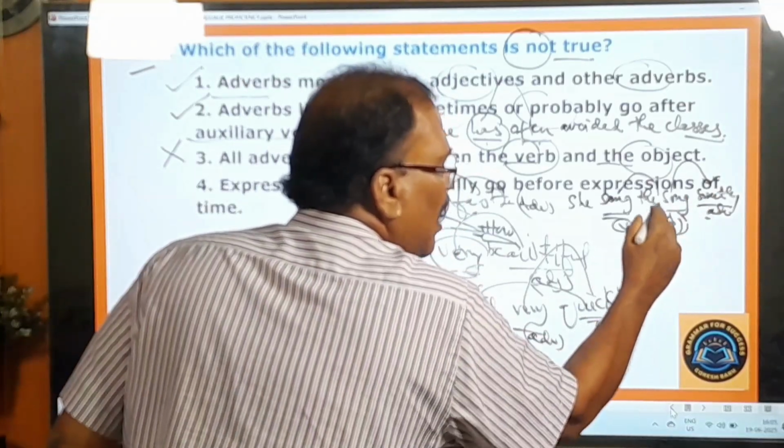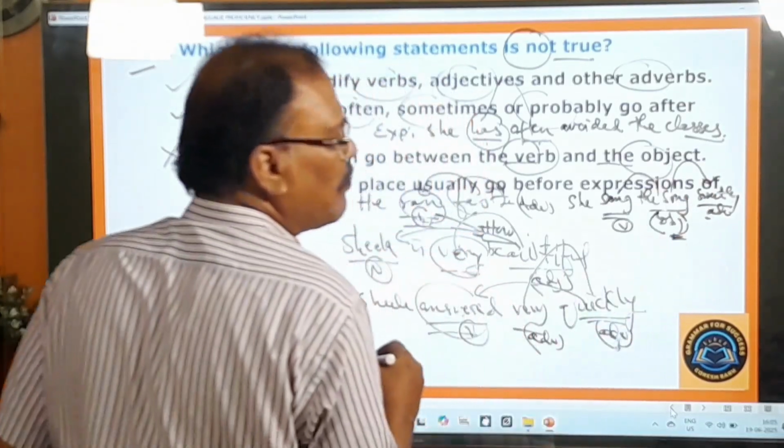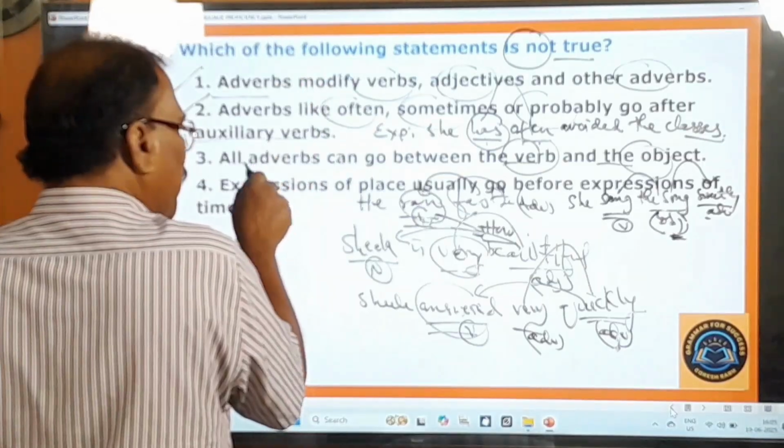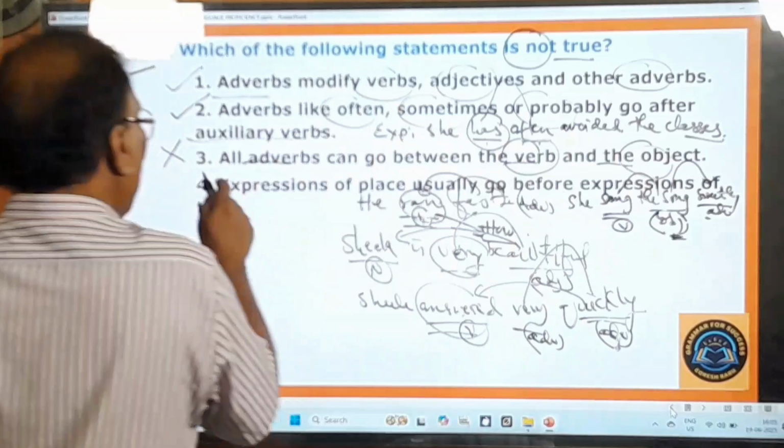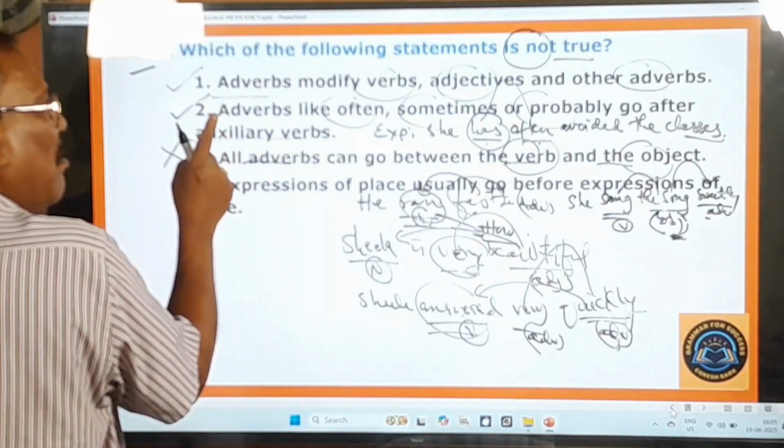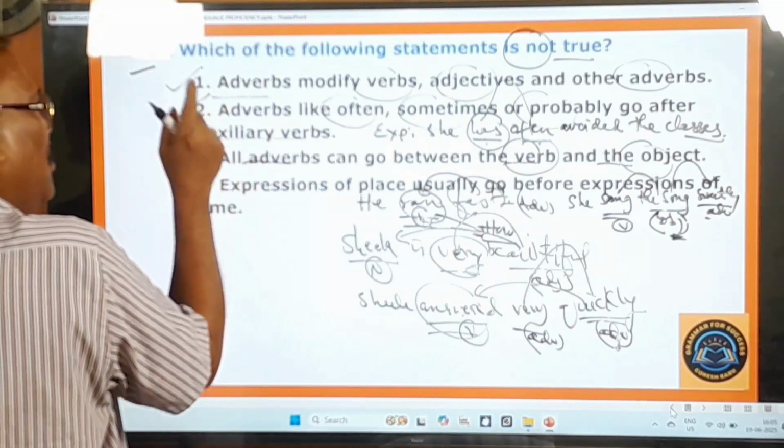This sweetly is occurring after the object. So that means these adverbs don't go between the verbs and the objects. Therefore this is the wrong answer, or this is not the true statement.